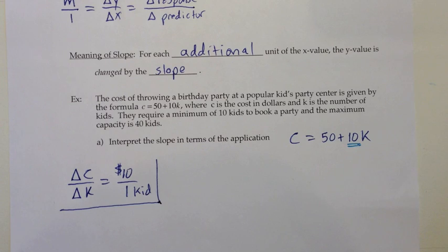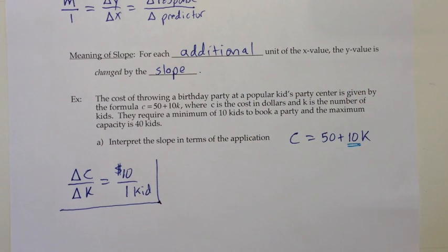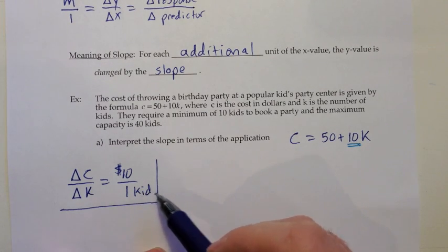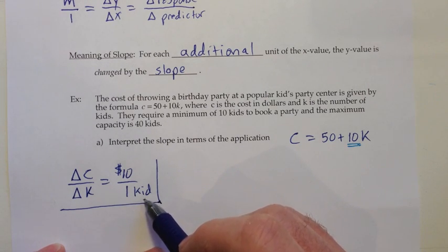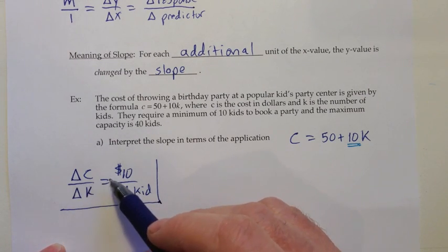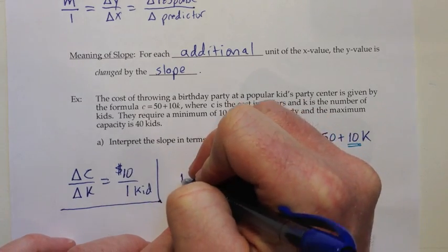So when we interpret this, we want to go from the bottom up, and we want to make sure we use this word additional. So let me try it just over here on the side in words, and then I'll put it to print. So for each additional 1 kid that goes to the party, the cost of the party will increase, because this is positive, by $10. And let's write that out.